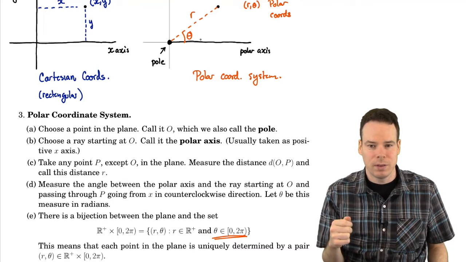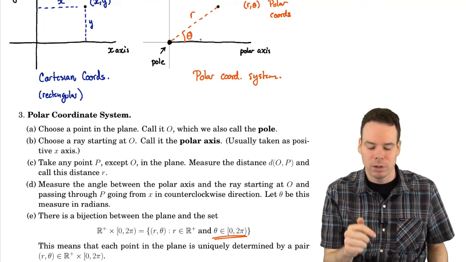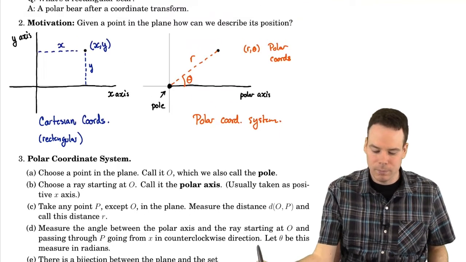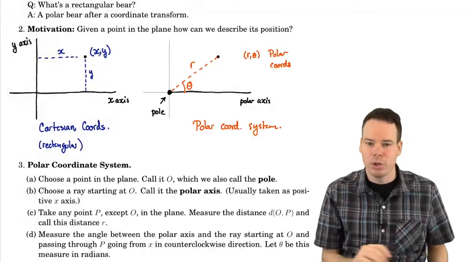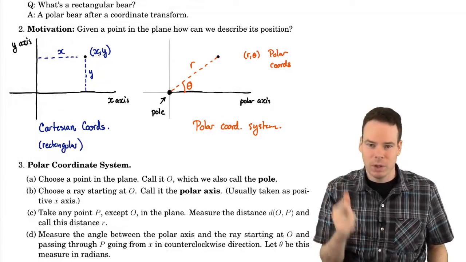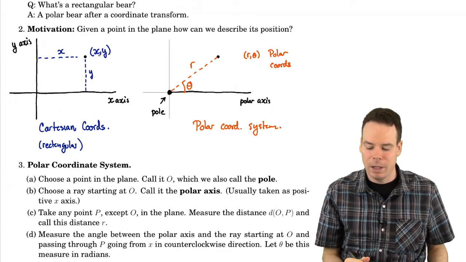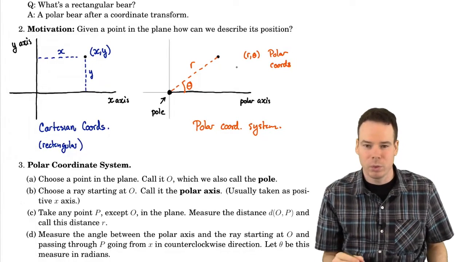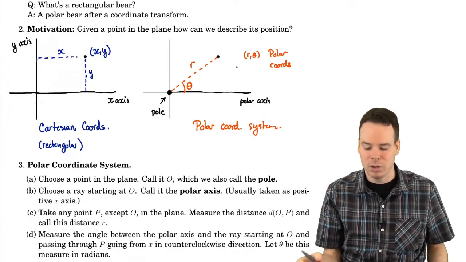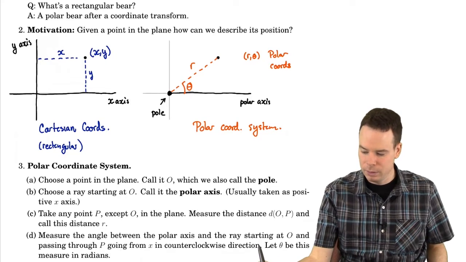The polar coordinate system has this property that points can be defined by different polar representations. Different r values and different theta values can give the same point. Whereas in the Cartesian coordinate system, the x and y coordinates are unique. You have a point, there's only one x value and one y value that can describe that point. But we're going to see that in the polar coordinate system, we can have multiple representations for the same point.